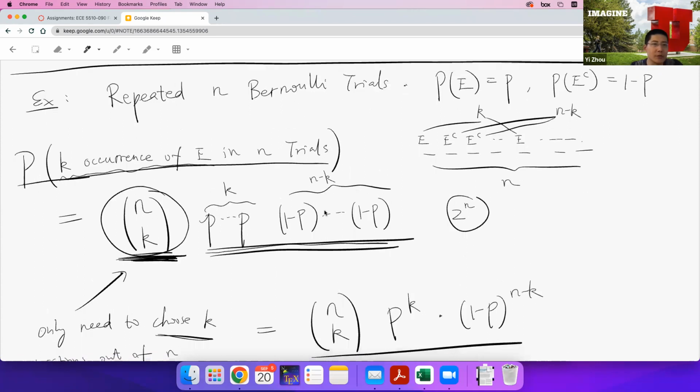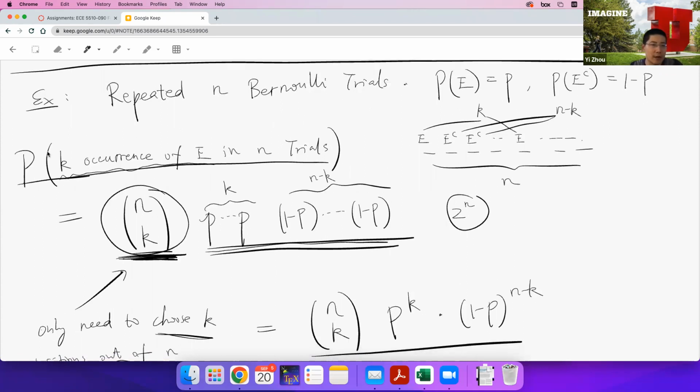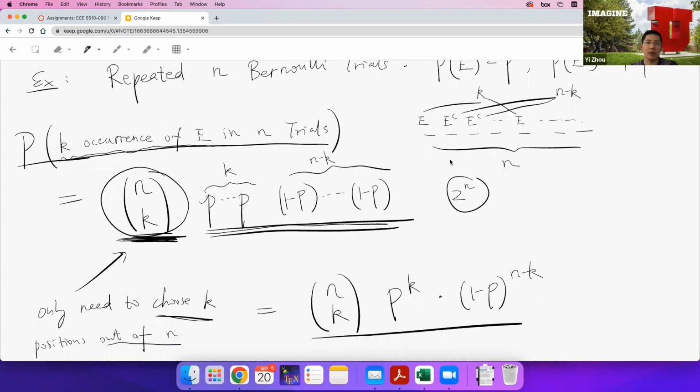So whenever you see such a statement like K occurrences in unrepeated trials, this means that I just need to select K positions out of N and then specify those K positions with the occurrence of E. And that's it. For the rest, N minus K, they have to be E complement. And how many such positions can I select?